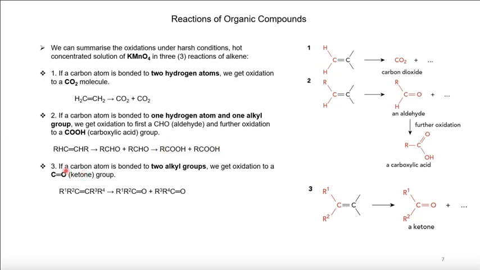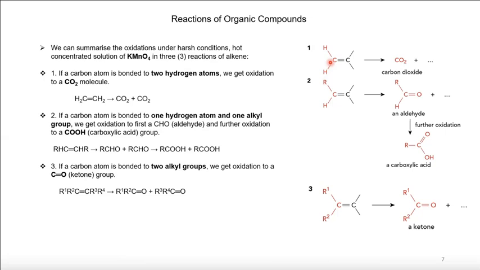a carboxylic group. If the carbon atom is bonded with two alkyl groups, like R1, R2, and R3, R4, what happens then? We get a ketone. And that is a schematic diagram summarizing the oxidation of alkene under harsh conditions.